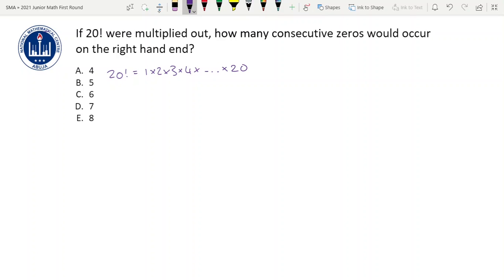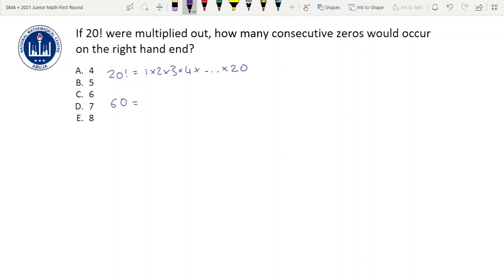Before we talk about this, let's digress a bit to something that is important to know to be able to solve this question. So this is, why do we have zeros at the end of numbers? So let's look at 60, for example. Why does 60 have 1 zero at the end of it?